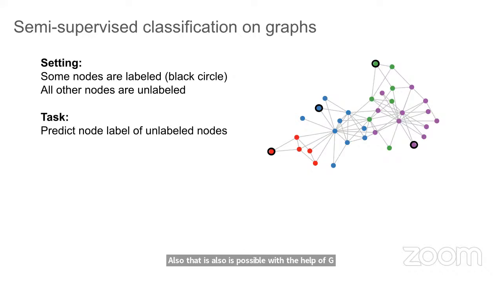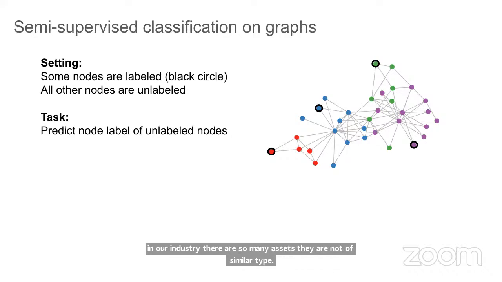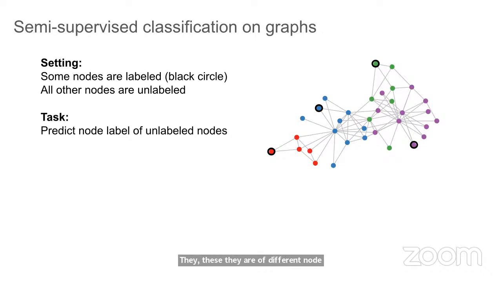But another type of graph is that in an industry there are so many assets. They are not of similar type. They are of different nodes and different properties. But there is some relationship flowing across to come up with a process outcome or the plant outcome. So that is also a graph. So how do you segregate these two types of graph and address a problem statement?